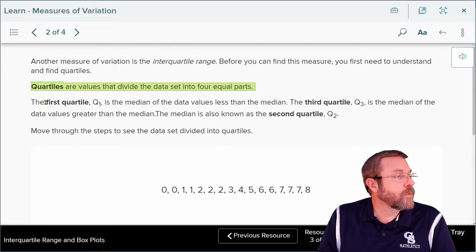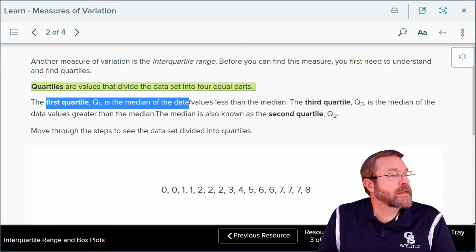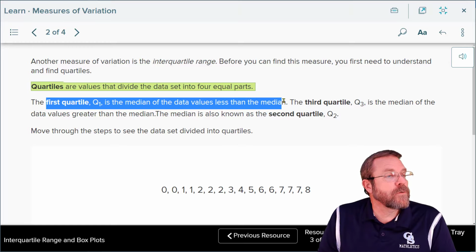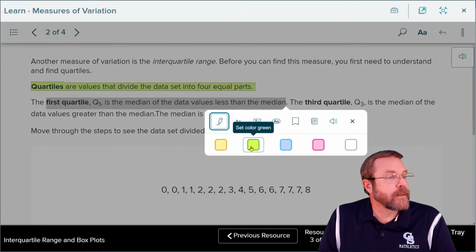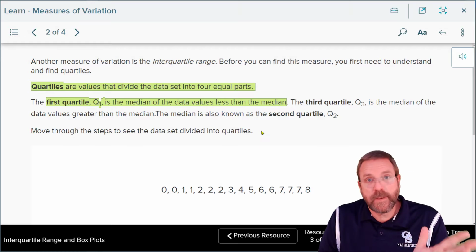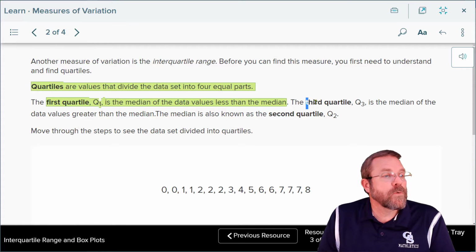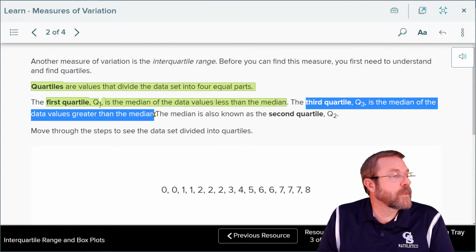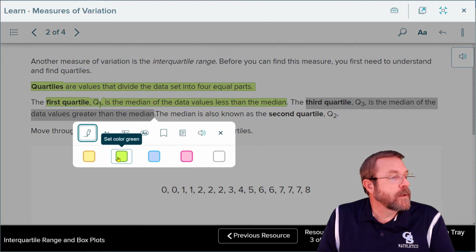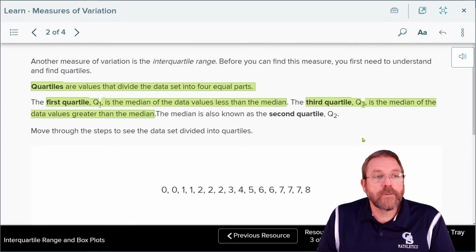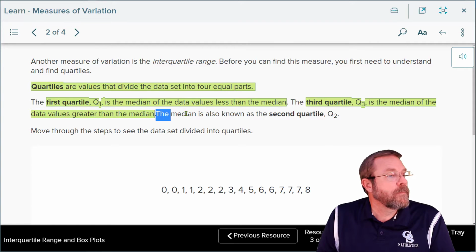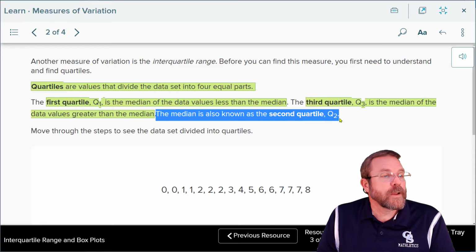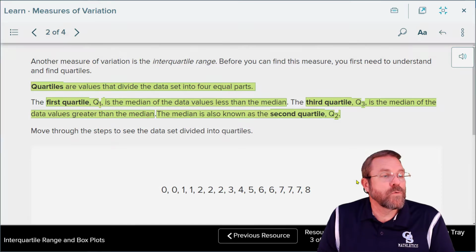Your first quartile, otherwise known as Q1, is going to be the median of the data values that are going to be less than the median of the entire data set. The third quartile, otherwise known as Q3, is going to be the median of the data values that are greater than the median of all the data values combined. And then finally, the median is also known as the second quartile, or Q2.